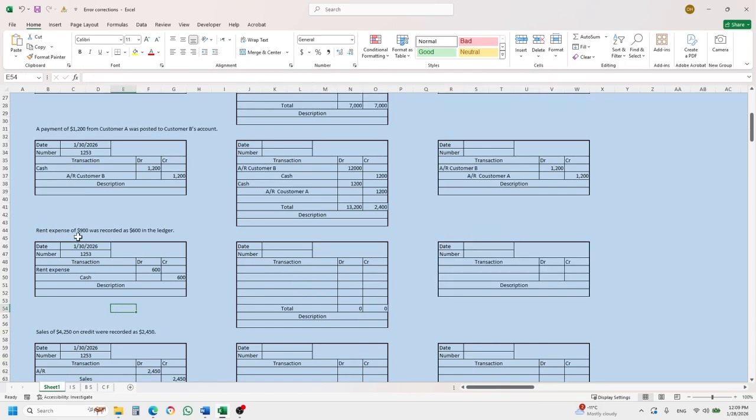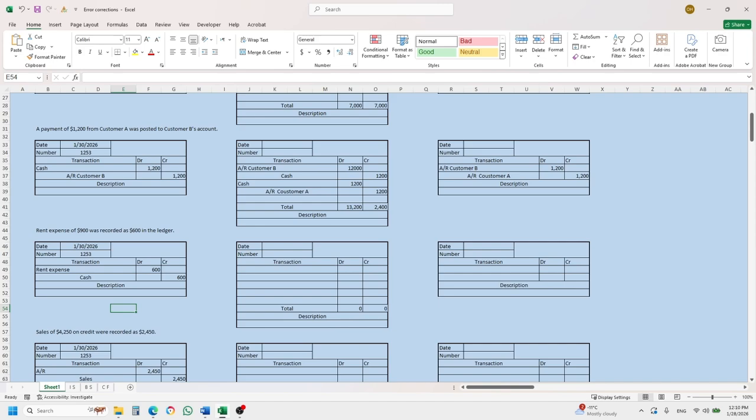Rent expense of 900 was recorded as 600 in the ledger. This is an error of original entry. Why? The wrong amount was recorded. The same wrong amount, 600 instead of 900, was posted to both debit and credit. The correct account was used, rent expense, that's correct, but the difference is in the amounts only. The accounts affected, rent expense understated, and cash or accounts payable, here it's cash, overstated.